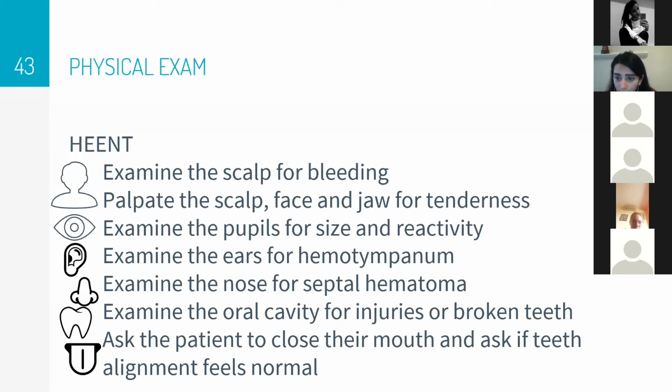Then you want to palpate the scalp, the face, and the jaw, look for any tenderness, look at the pupils again, check again for size and reactivity, examine the ears for hemotympanum. Hemotympanum is often the result of a basilar skull fracture. The upper left picture shows the hemotympanum. Well, I'll show it at the end. You want to look in the nose, look for any septal hematoma or epistaxis, examine the oral cavity for injuries or broken teeth. And finally, if the patient's awake, you can ask them to close their mouth and see if their teeth alignment feels normal.